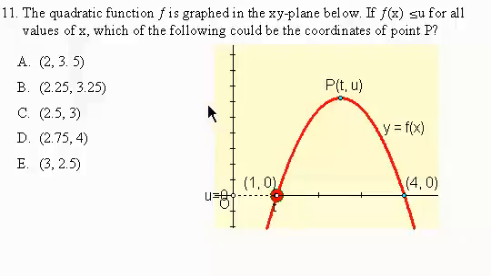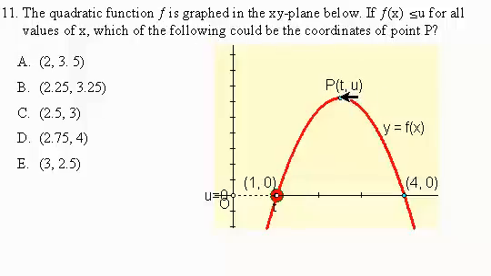Here is my response for this question. This question says the quadratic function f is graphed in the xy plane below, which is this one. If f of x is less than or equal to u, which is a very important information one should understand, for all values of x, which of the following could be the coordinate of point P?